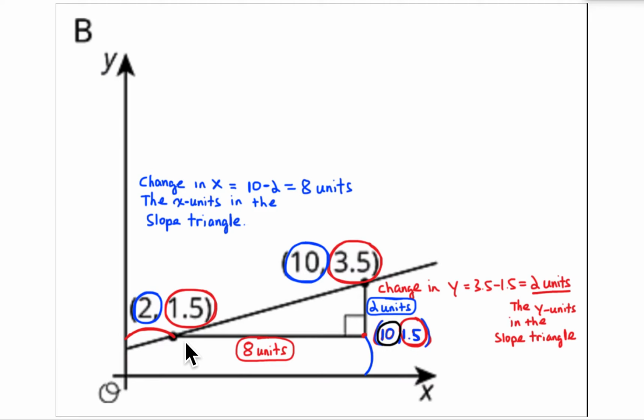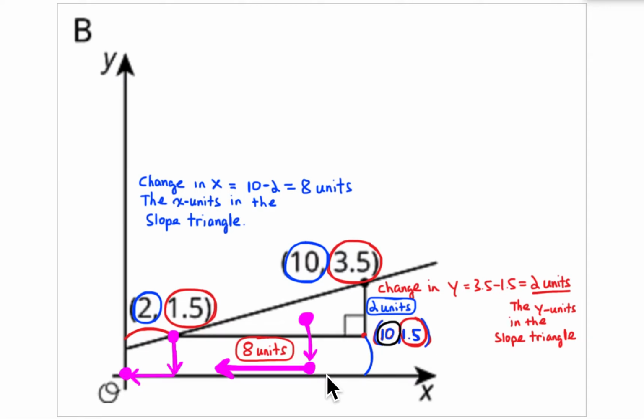So the horizontal change, or the change in the x direction right here, is 10 minus 2 equals 8 units. So the change in x equals 10 minus 2 equals 8 units. These are the x units in the slope triangle. These are the number of units in the slope triangle. So what's the relationship between those two numbers?